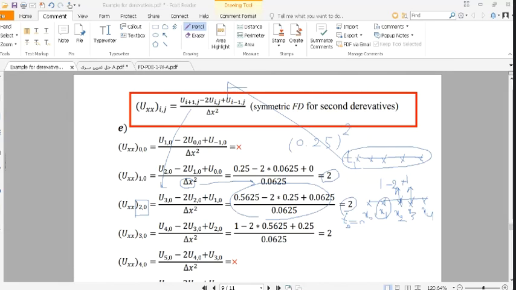Miss Naim, I'm checking your solution. The first is okay. Miss Zainab, you write uxx at 0 and 1. 0 and 1 should be indexes. Okay? Miss Zainab, can you hear me?